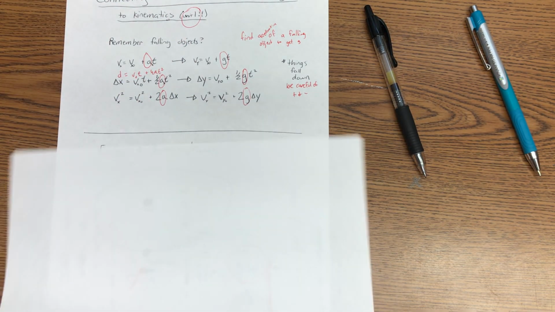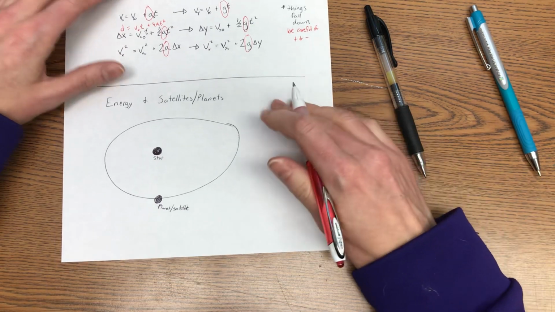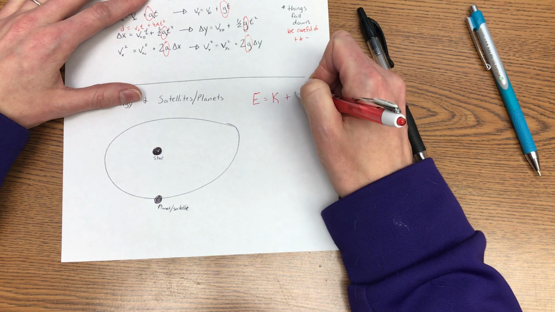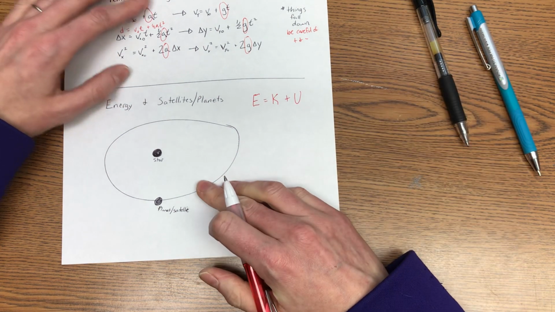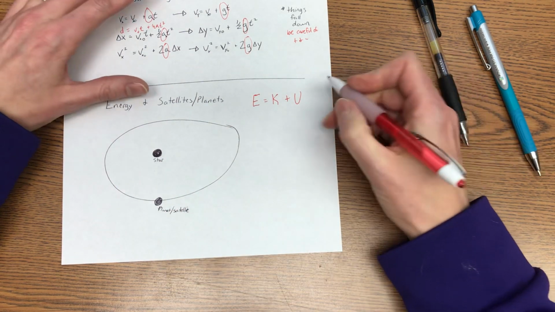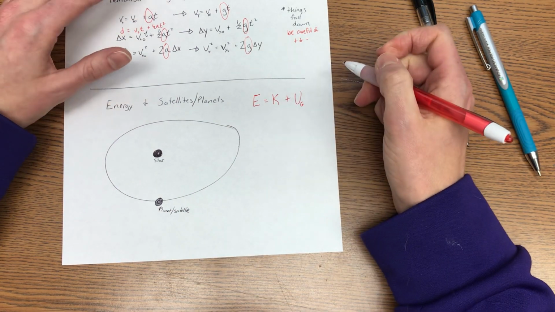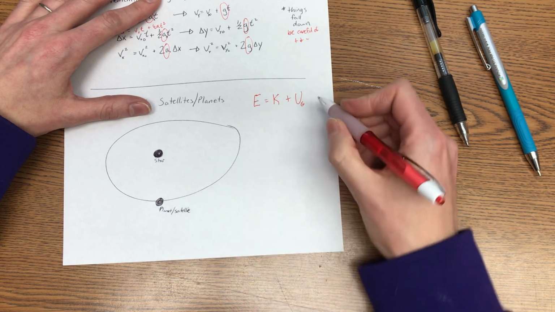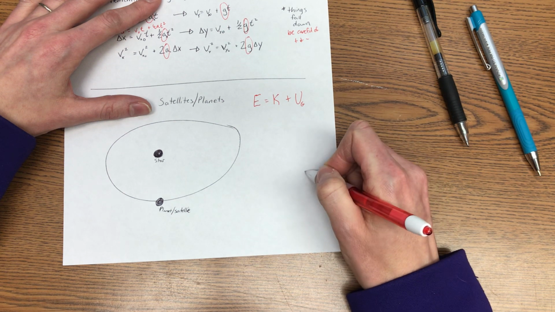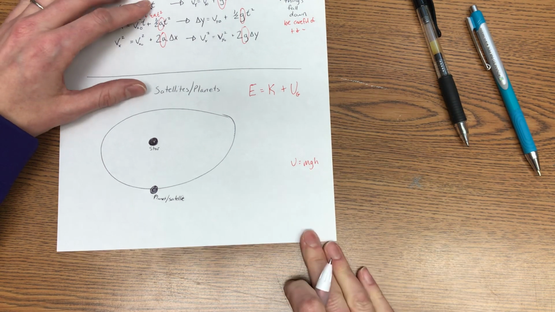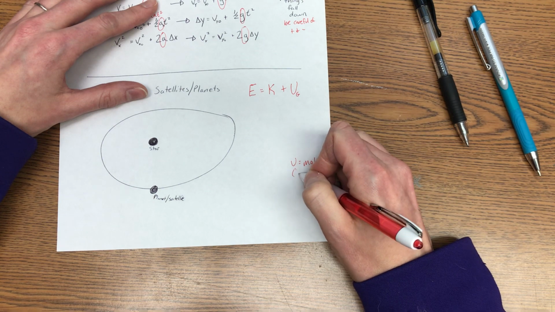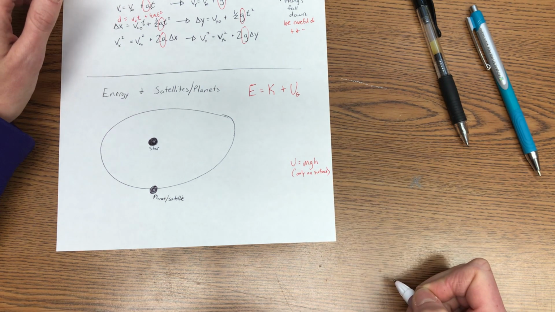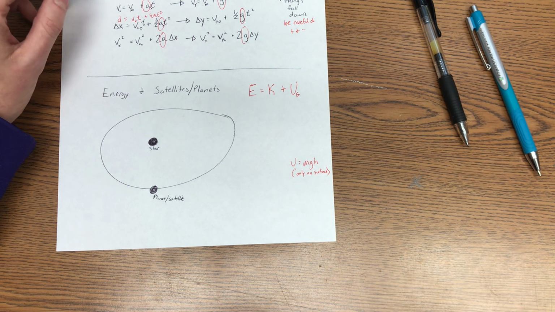Up next, I just wanted to talk briefly about energy and satellites and planets. So remember, the total mechanical energy is the kinetic energy plus potential energies. In this case, we don't have any elastic potential energy because it's not stretchy, so we just have gravitational potential energy. Remember we had mgh as our gravitational potential energy, but that's really only useful on the surface.